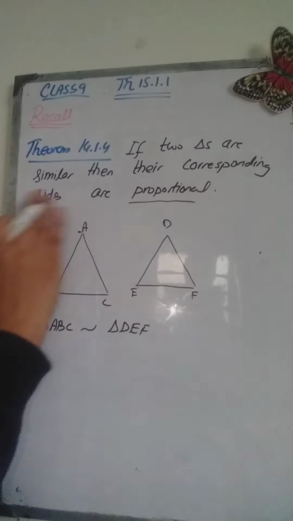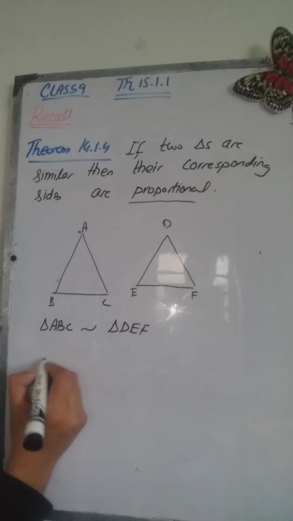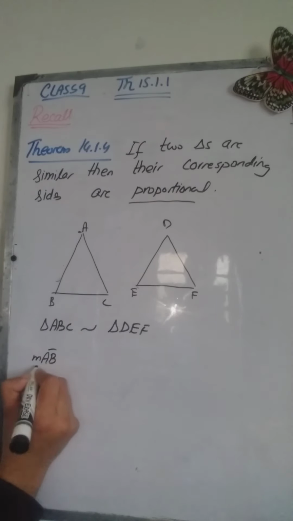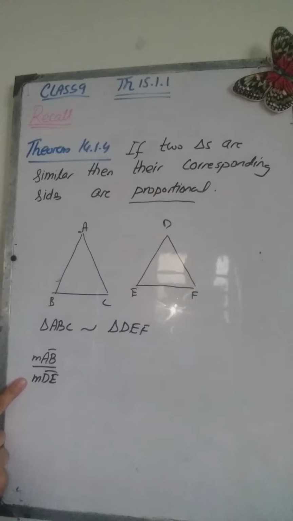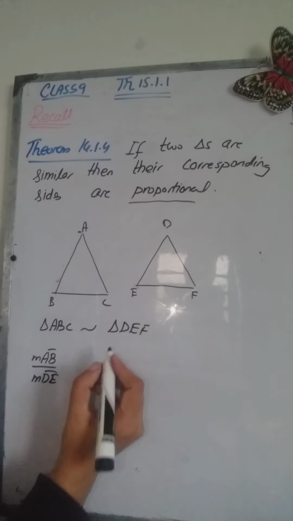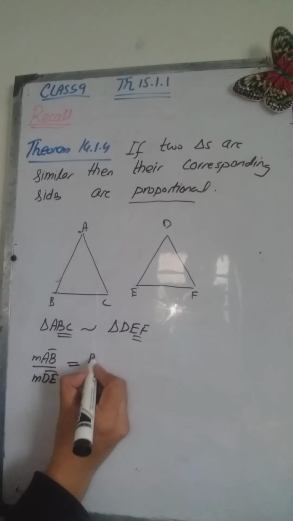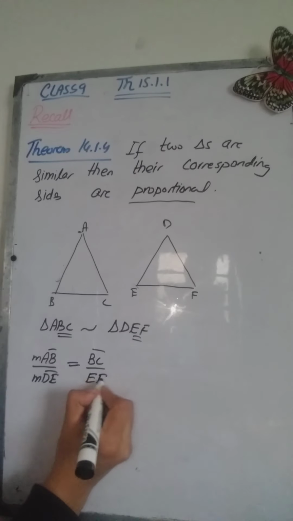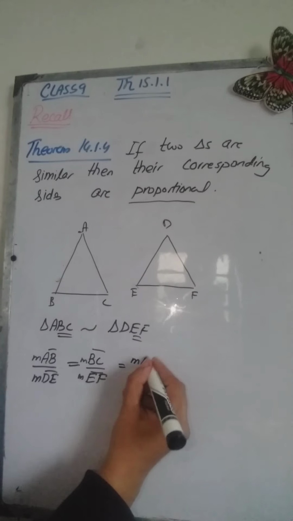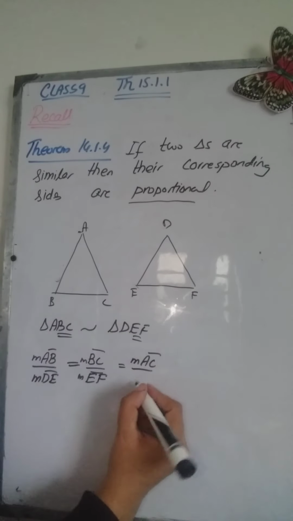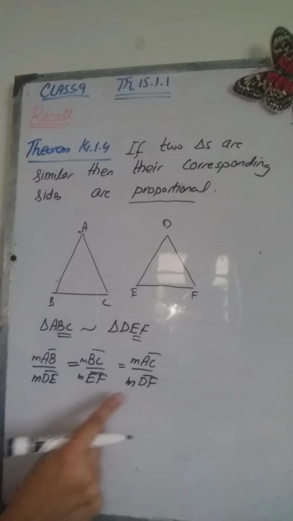Corresponding sides are proportional means that the ratio between the corresponding sides, for example, the measurement of AB over the measurement of DE, corresponding to AB we have DE, that will always be equal to BC over EF, corresponding to BC we have EF, and corresponding to AC, the measurement of AC over DF. This ratio will always be equal.